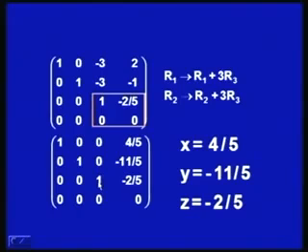This element corresponds to z, so z is equal to minus 2 by 5. This leading one corresponds to y, so y is equal to minus 11 by 5. This leading one corresponds to x, so x is equal to 4 by 5. So once the equation is reduced into echelon form, then finding the solution is simpler. So that's the basic difference between the first method and the second method which we have discussed.